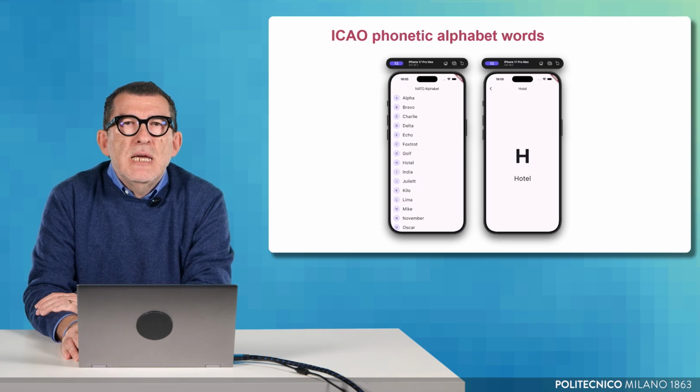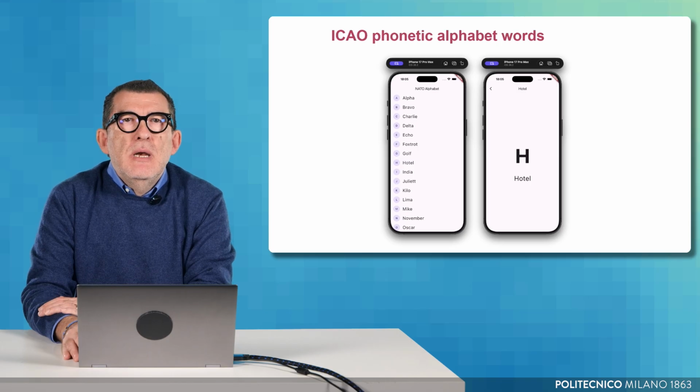The idea is to create an application where the first screen displays a list of items. Each item contains a single character, such as A, B, C, together with its corresponding phonetic word. When the user selects one of these items, we navigate to a second screen. On this screen, we display a larger version of the selected character, along with its corresponding phonetic word.